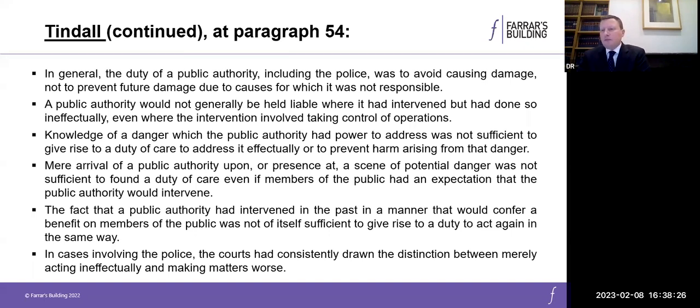So applying those principles, in the case of Tindall, the transient intervention by the police, putting out a warning sign, sweeping up the debris from the road and then taking down their sign and leaving, was described as a paradigm example of a public authority responding ineffectually, failing to confer a benefit that might have resulted if they had acted more competently, but failing to take steps that might have prevented the harm, didn't actually make the matter any worse. They merely left the road as they found it.